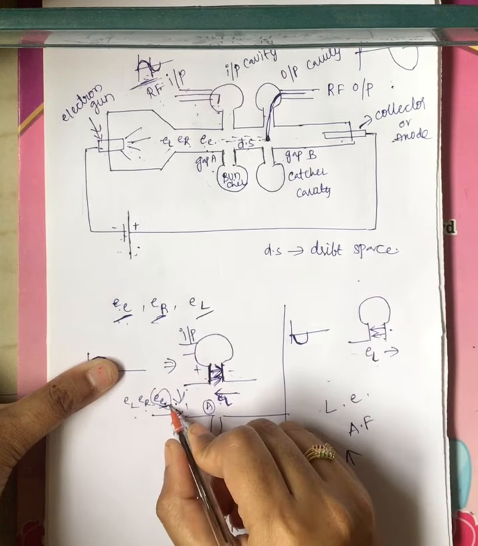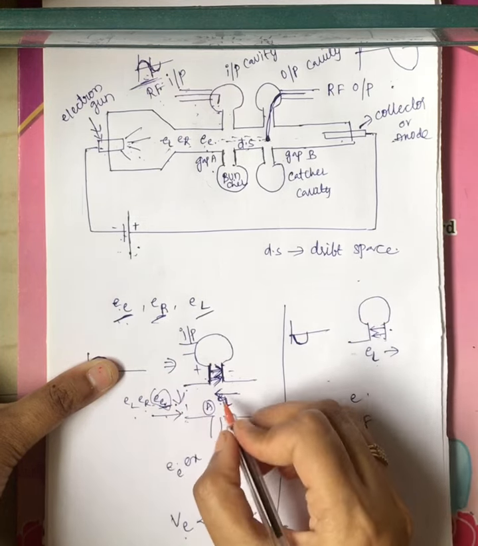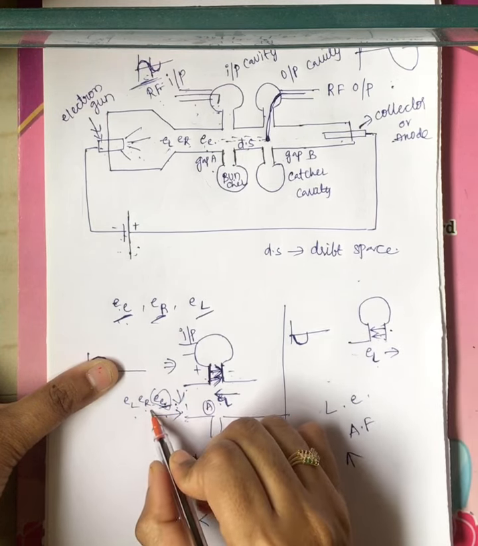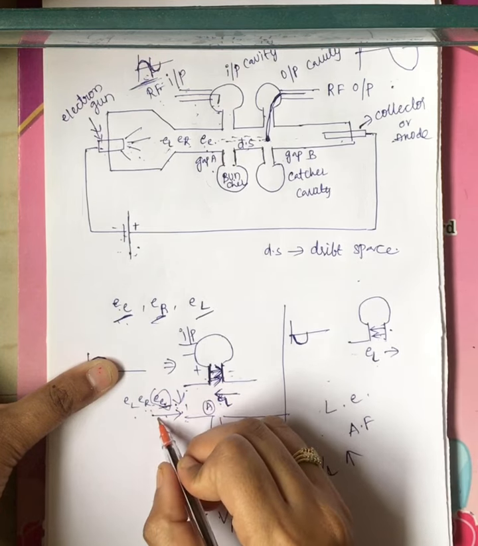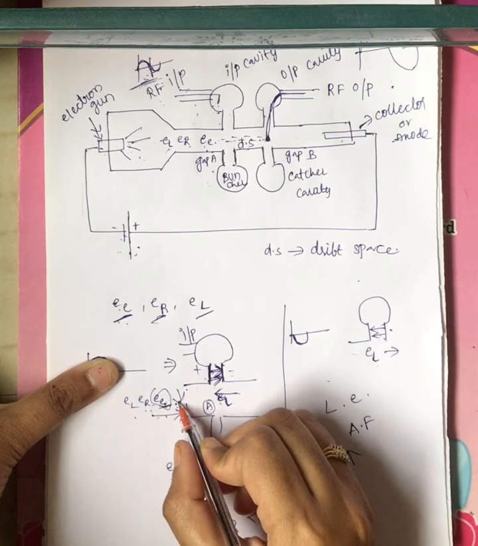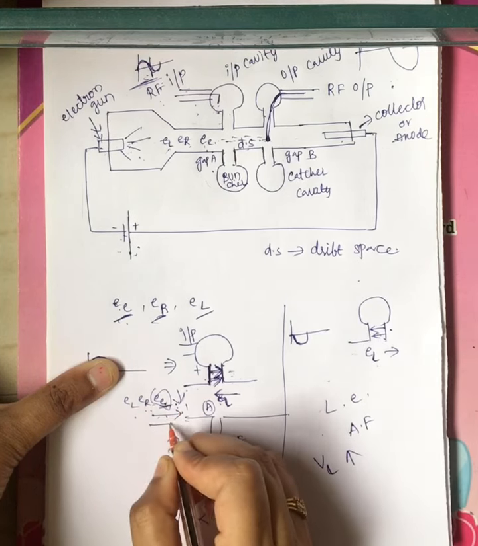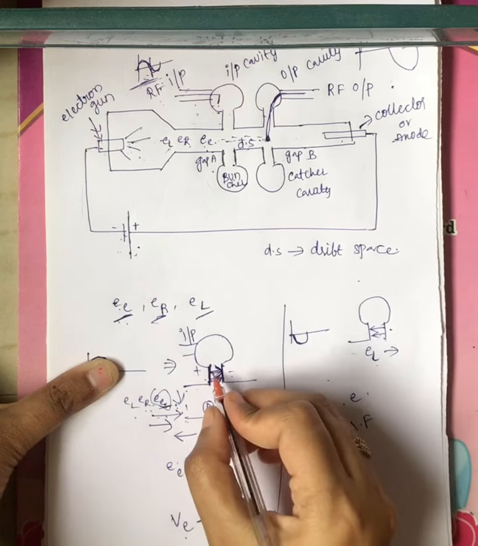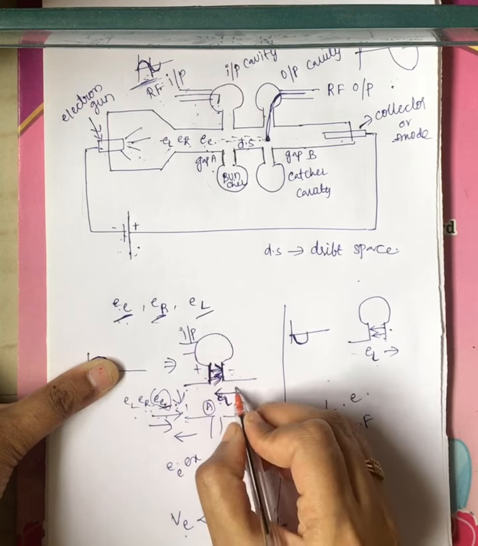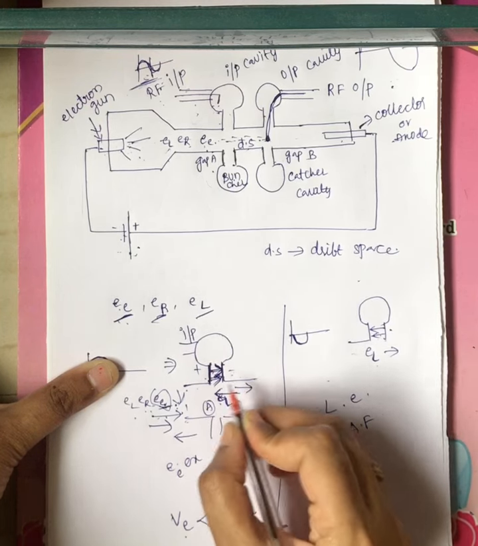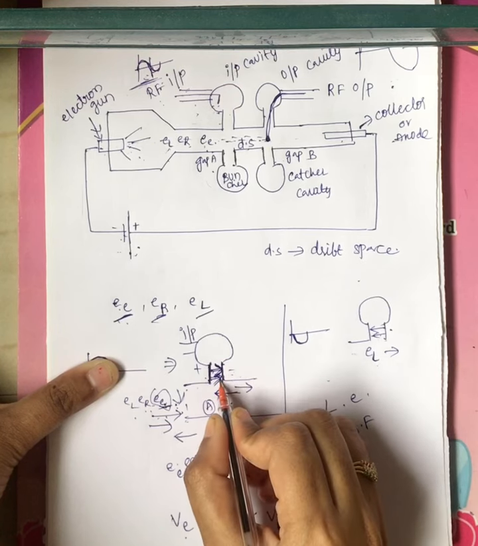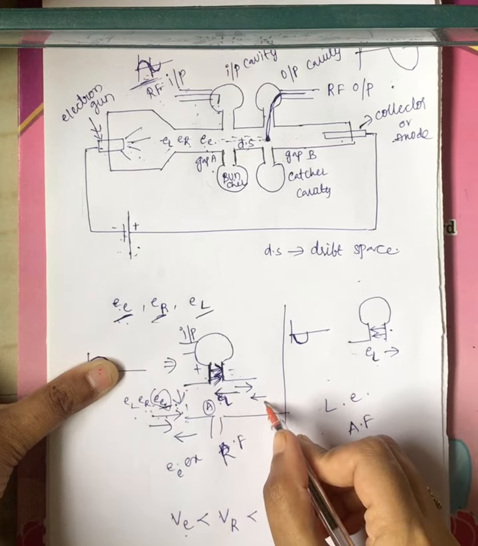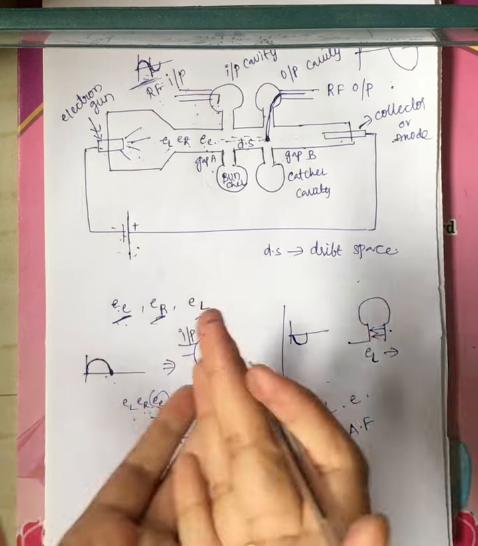Now the electron is negatively charged, right? Since it is negatively charged, the force acting on the electron will be in the opposite direction of the electric field. The electrons are traveling in this direction, and the electric field is also in this direction. So the force acting on the electron will be in the opposite direction, that means in this direction, right? Now which force will it experience? Resistive force, right? It is in the opposite direction, that's why it will experience resistive force.